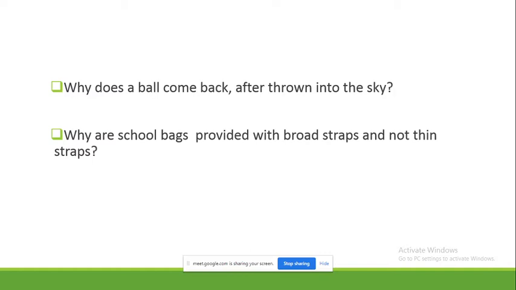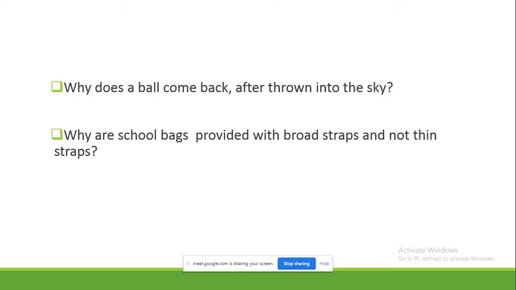So what about your mother's handbag? Is it having a broad strap like your school bag? Is it difficult to open that bag? Okay, think about it. Are there any other answers? Any different answers from that? To balance pressure, ma'am. Okay, who is that? Pranathi is saying to balance pressure. Okay, Pranathi, I'll come to your answer.